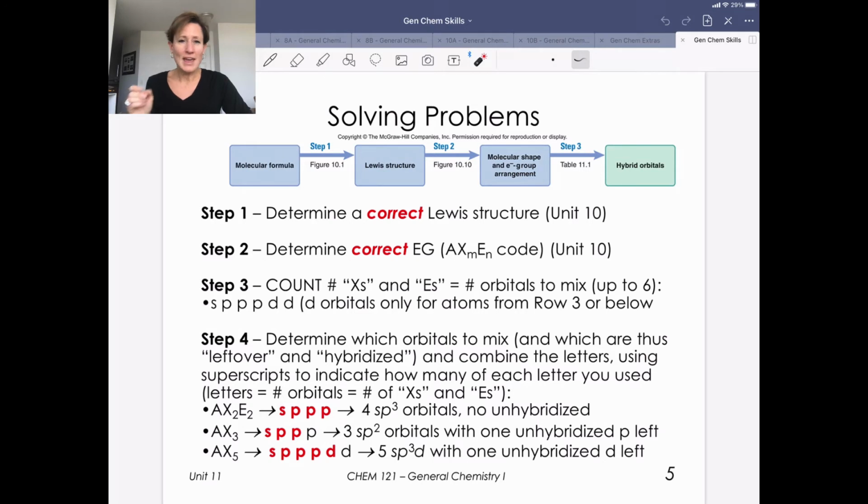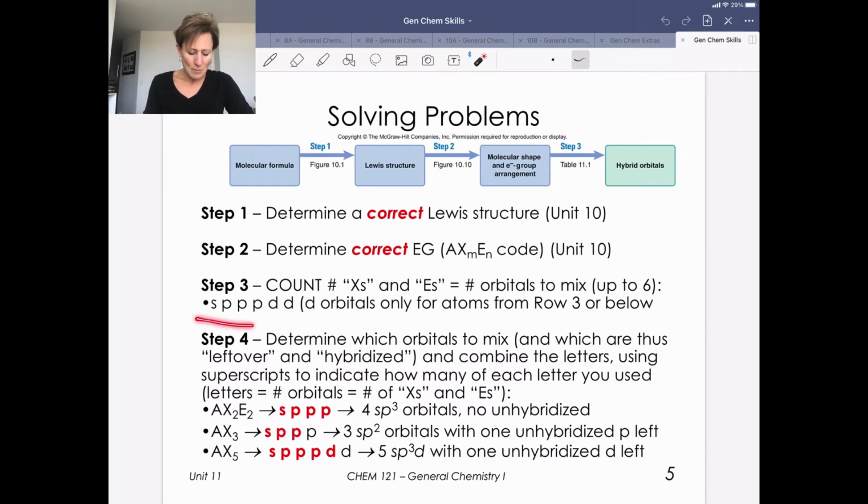Remember the orbitals that we have. Think about doing those electron configurations. We always only had one s orbital, right? One s orbital that can hold 2 electrons. We could have 3 p orbitals that could hold up to 6 electrons. And then we also could have up to 5 d orbitals that could hold 10 electrons. But for this hybridization and this mixing, we're only going to consider 2 of those 5 d orbitals.